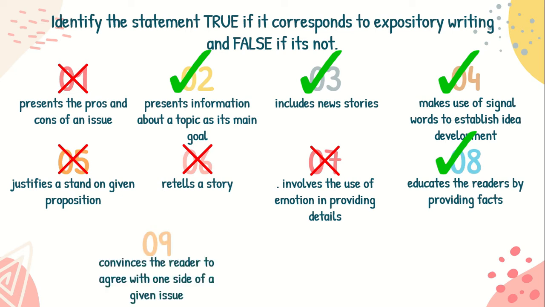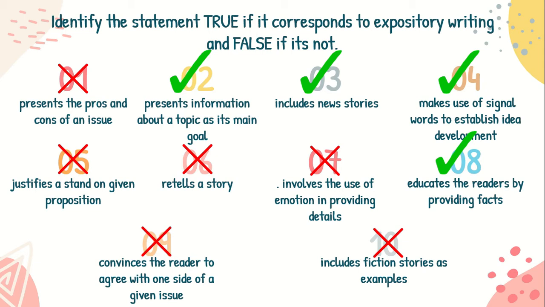Number 9. Expository writing convinces the reader to argue with one side of a given issue. The answer is false. Number 10. Expository writing includes fiction stories as examples. It is false.